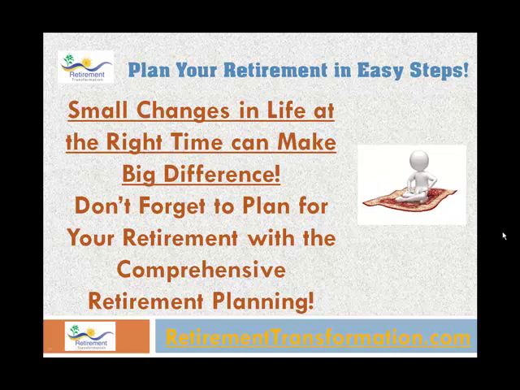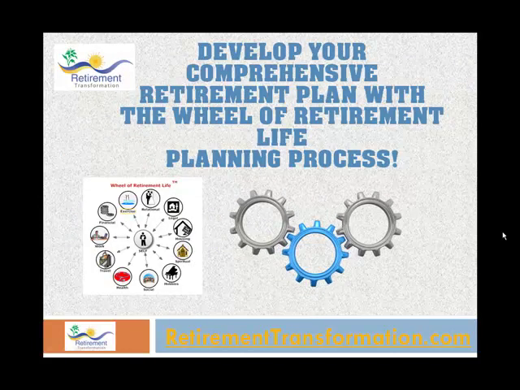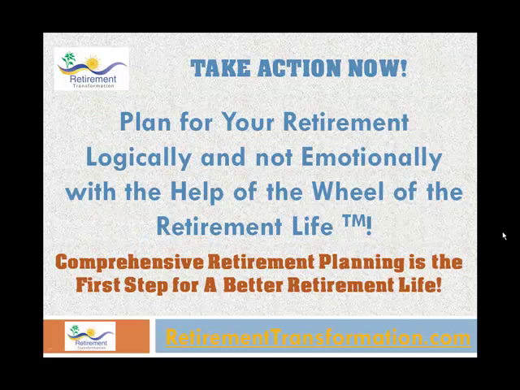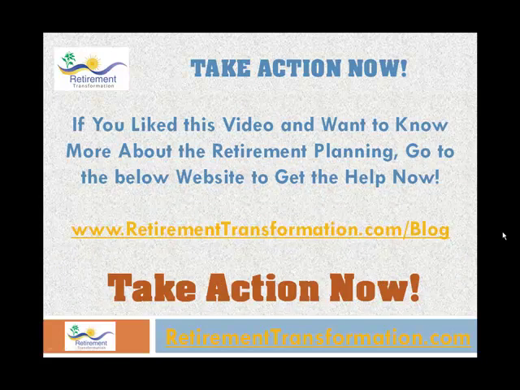So don't forget to plan for your retirement with comprehensive retirement planning, because that can make a big difference. Develop your comprehensive retirement plan with the Wheel of Retirement Life Planning process. With the help of the Wheel of Retirement tool, you can develop your comprehensive retirement plan. Here is a watch out for you: plan for your retirement logically and not emotionally. And you can avoid this trap with the help of the Wheel of Retirement Life. So, comprehensive retirement planning is the first step for a better retirement life. Have you taken that step? Do that now, because you need to take that first step.